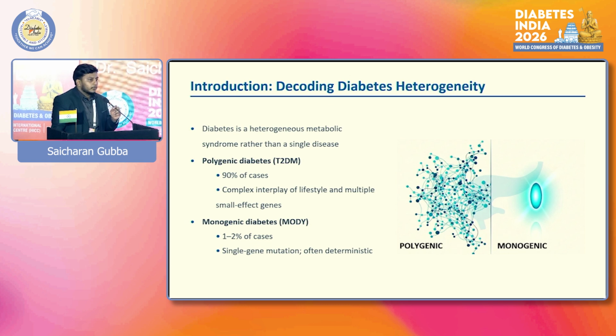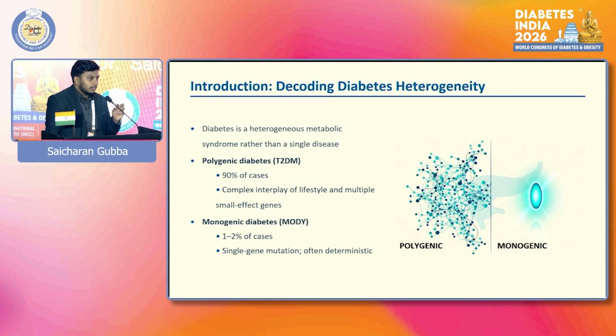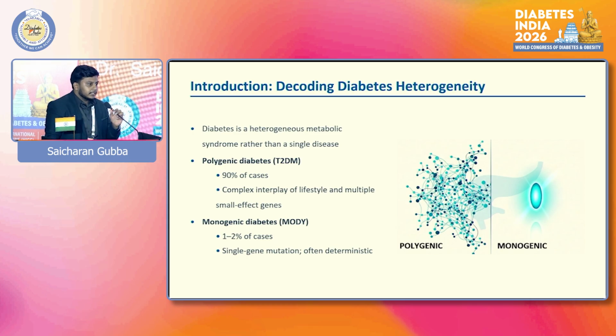Within diabetes, we have only two types, type 1 and type 2. The majority of our clinic is filled with type 2 diabetes patients, but there is a small subset of patients who have monogenic diabetes. This mistake often leads to increased insulin therapy instead of treating the genotype.